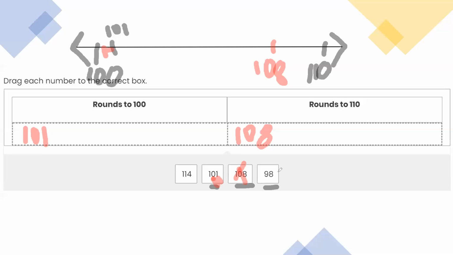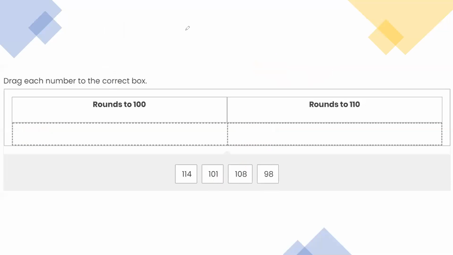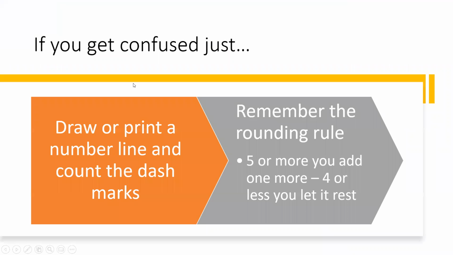These other two, I want you to try in your OLS lesson, okay? Because it has a bigger number line for you to try. So when you're doing your OLS lesson, if you get confused, use your pencil and paper and draw a number line, or you can print one out, okay? And remember that rounding rule, 5 or more, you add 1 more, so it goes up to the next number. 4 or less, you let it rest, so it goes down to the number with the 0.